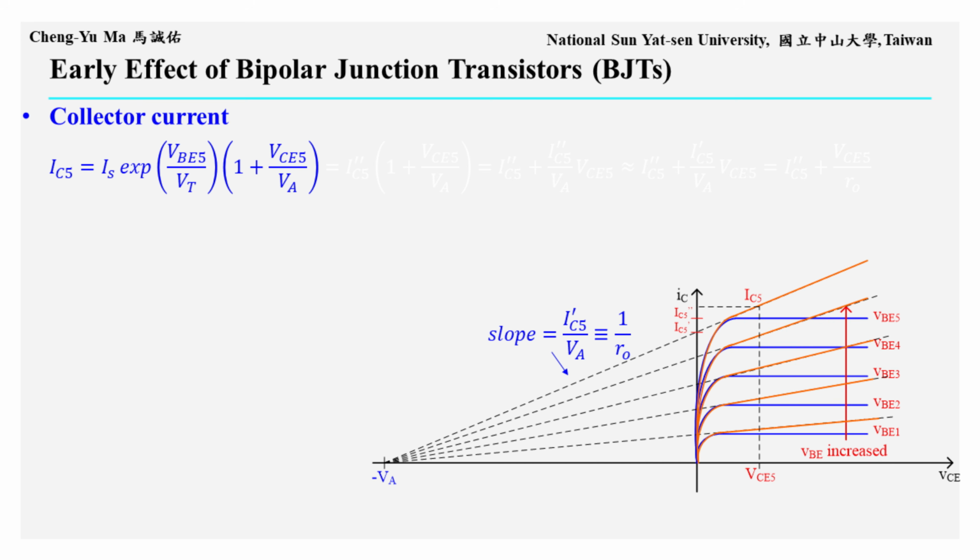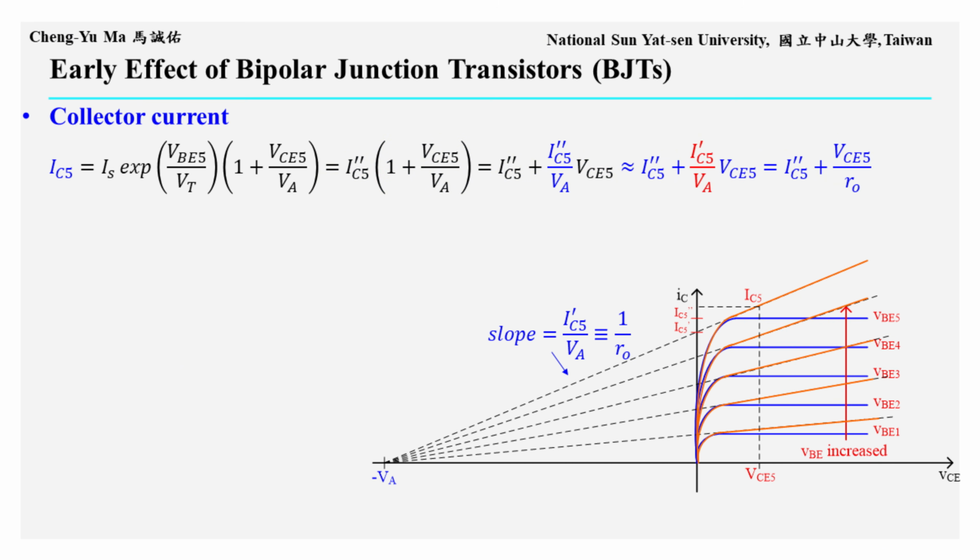Now let us look more carefully at this collector current equation with the early effect. As shown on the slide, IC5 equals IS times the exponential of VBE5 over VT, multiplied by the quantity 1 plus VCE5 over VA. The first part, IS times the exponential of VBE5 over VT, is the collector current without the early effect, which is labeled IC5 double prime. Therefore, IC5 can be written as IC5 double prime multiplied by the quantity 1 plus VCE5 over VA. If we distribute IC5 double prime into the bracket, we obtain IC5 equals IC5 double prime plus IC5 double prime divided by VA multiplied by VCE5.